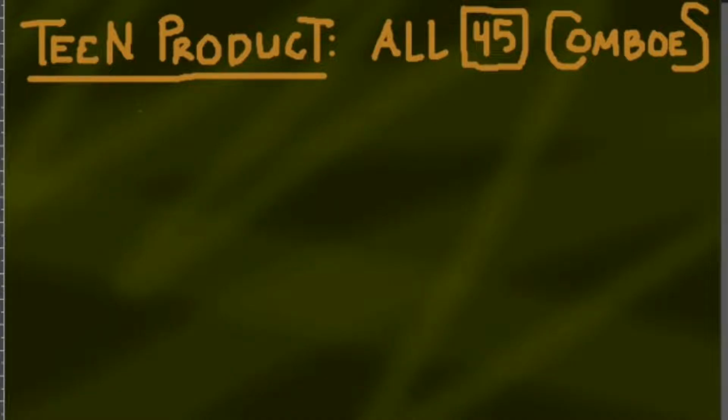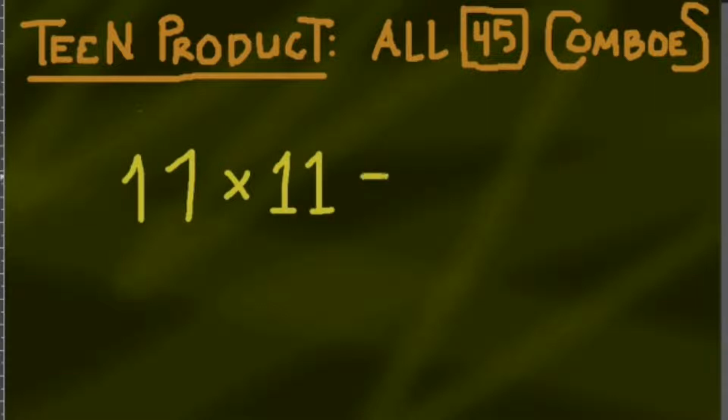Okay, let's get started. Firstly, 11 times 11. First, 1 times 1 is 1. Then 1 plus 1 is 2, wait, 11 plus 1 is 12. Then 121.